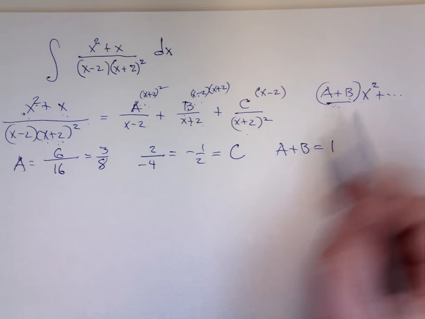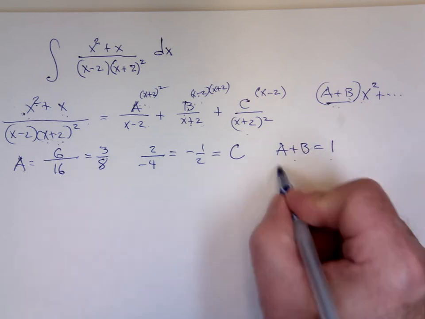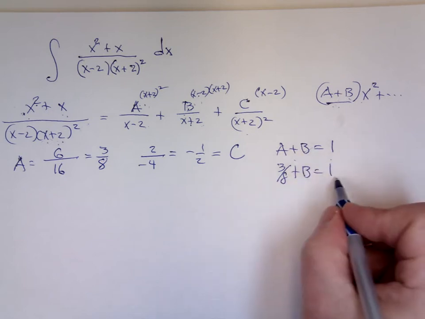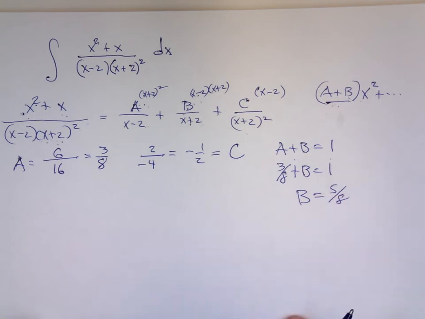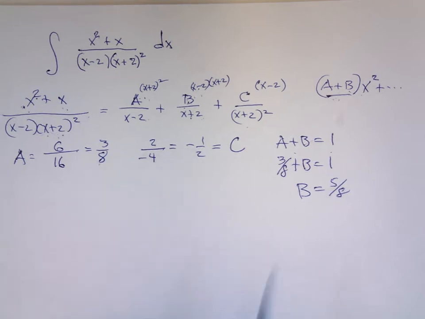I already know what a is. It's 3/8. Subtract the 3/8 from 1 to get b is equal to 5/8. Okay? I'm going to ask for the sum of those. The sum of this plus this plus this is 1/2. That's what it's going to be in the test.